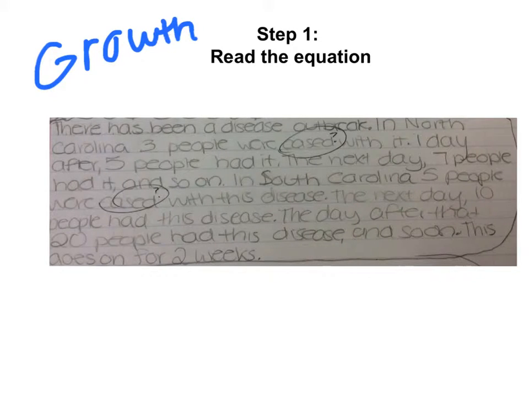There's been a disease outbreak in North Carolina. 3 people were cased with it. One day after, 5 people had it. The next day, 7 people had it, and so on.